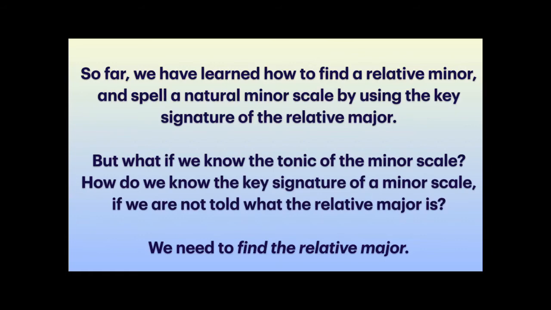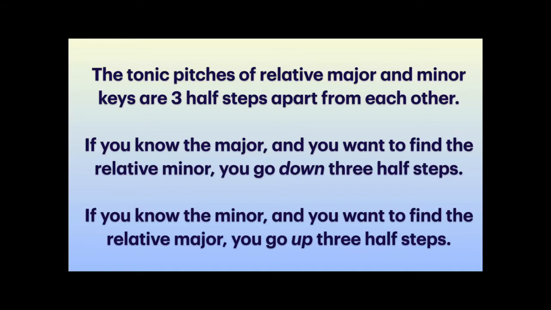The tonic pitches of relative major and relative minor keys are three half steps apart from each other. If you know the major and you want to find the relative minor, you go down three half steps. If you know the minor key and you want to find its relative major, you go up three half steps.